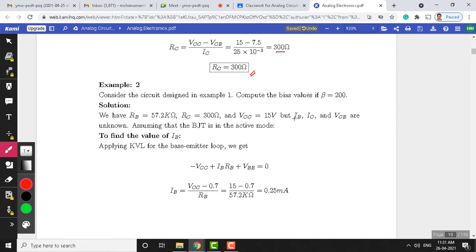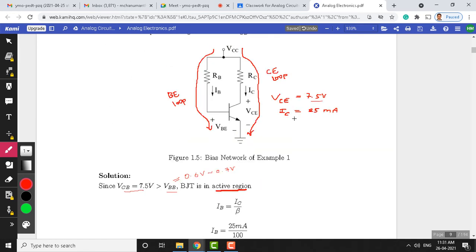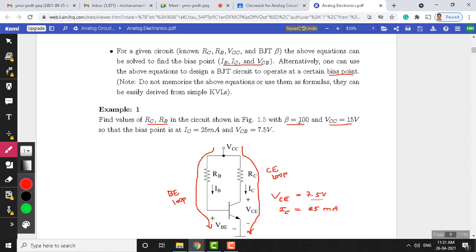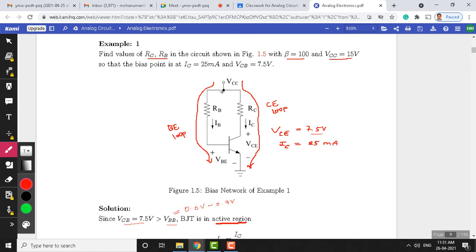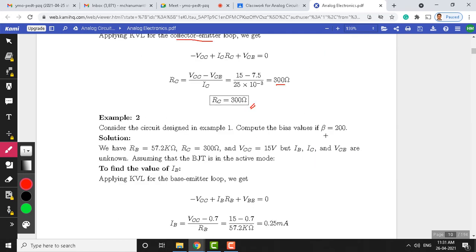Let us say now here, earlier we have worked out this problem by choosing beta as 100. Now, let us choose a different value of beta and see what changes happen in the values of resistors, currents and voltages by changing beta from 100 to 200. So, this is another problem, example 2, with beta as 200 here.